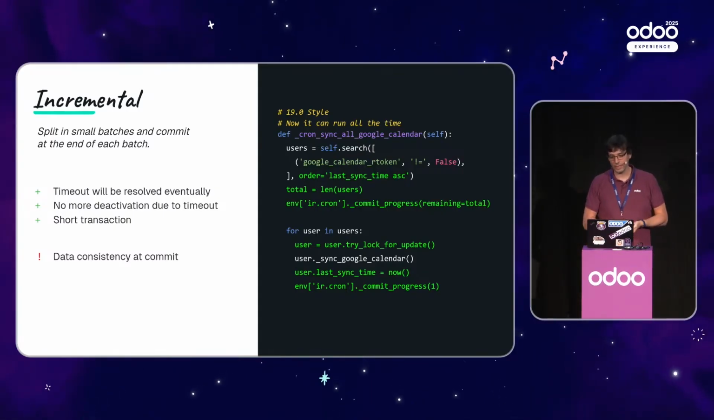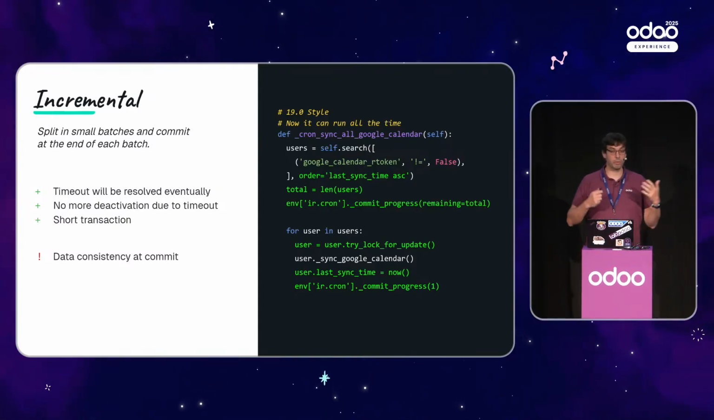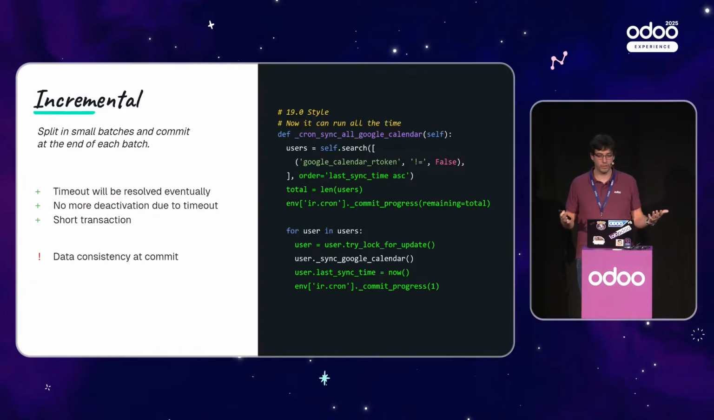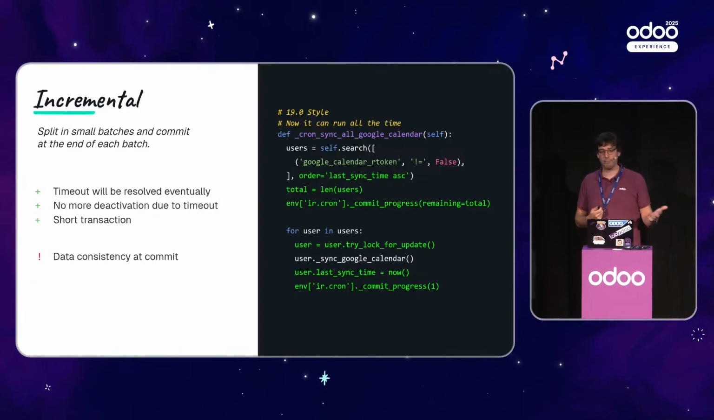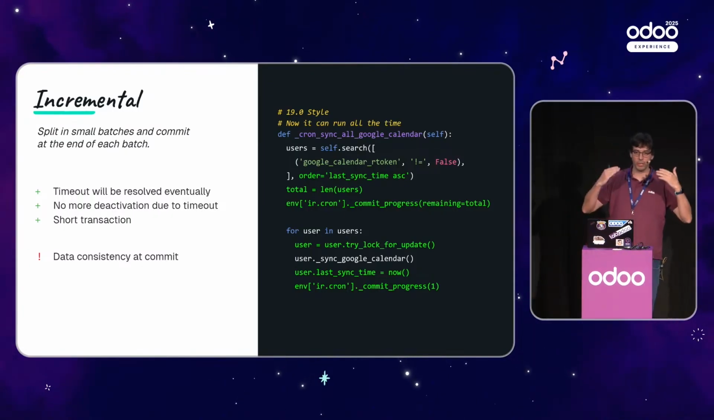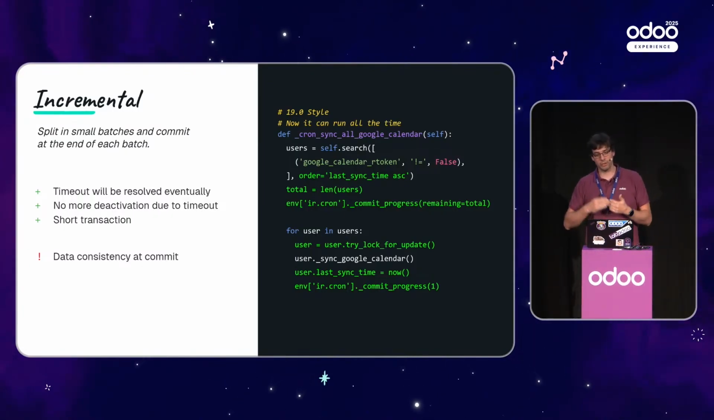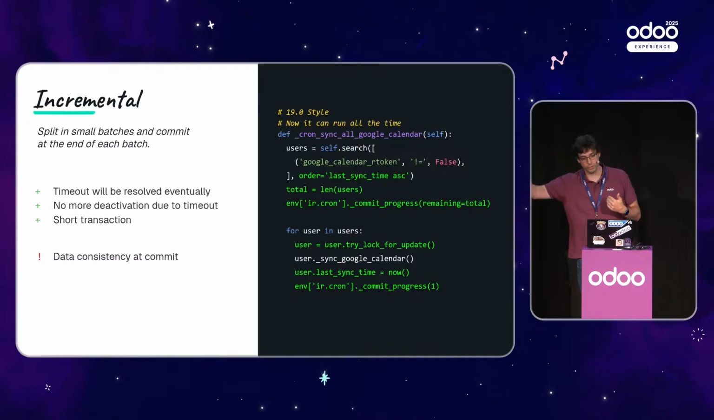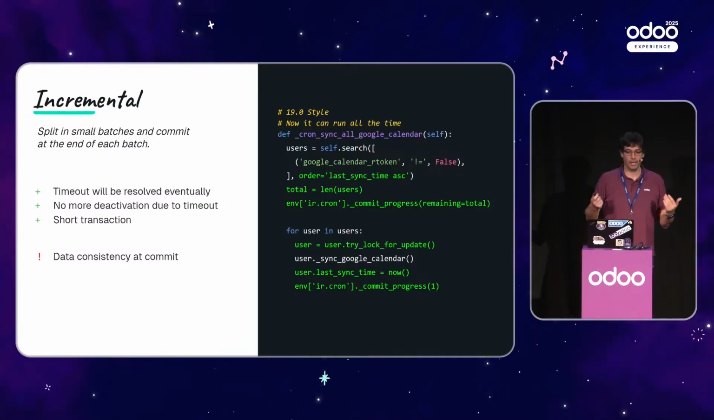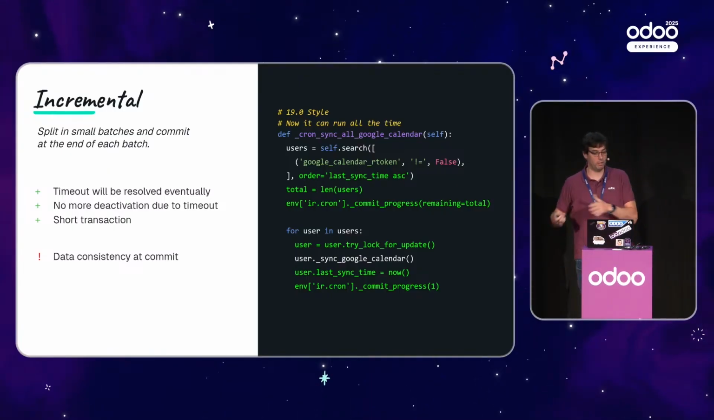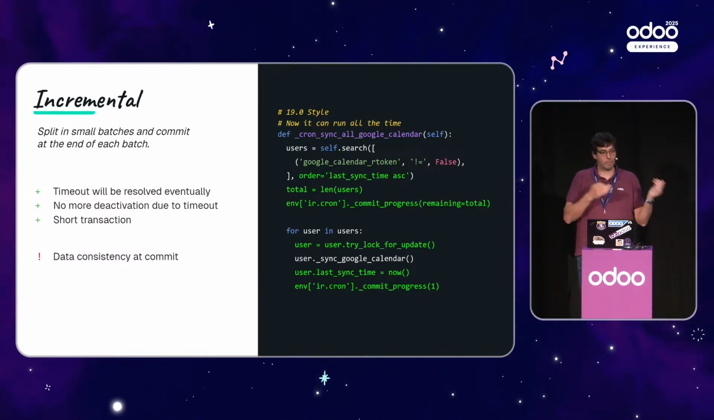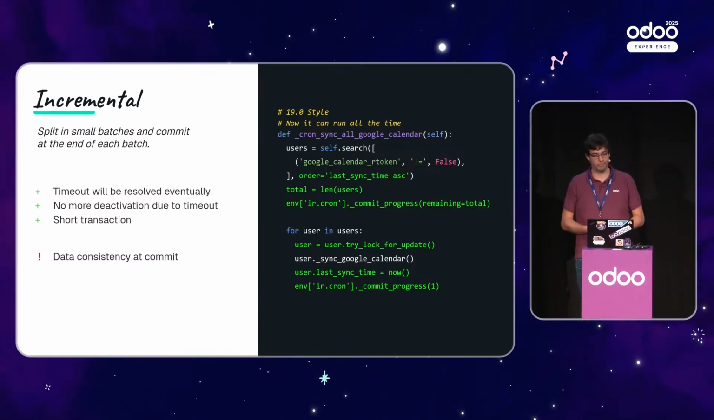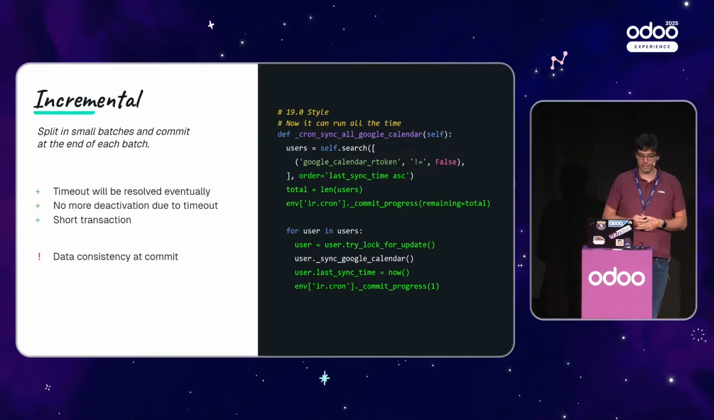Okay? To make it incremental here, since we always want to synchronize all the users, we are using a new field, last sync time, and we order them by sync time. So we make sure that we always synchronize all the users before we synchronize a user again. Okay. And for the commit progress, we just say here, since it's one record, we commit progress 1. And we don't have to commit separately. It's already committing for you. So that's the version 19 style.